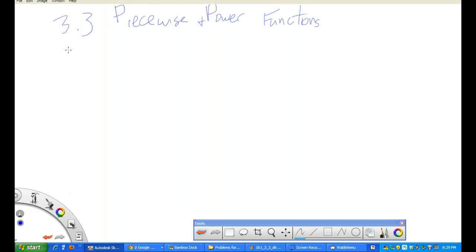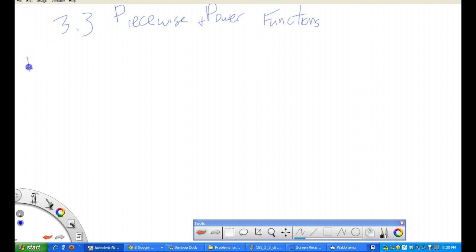Alright, this is section 3.3 Piecewise and Power Functions. I'm doing a new way to do your notes rather than the way I have been, just to get used to it, as I want to use this because it allows me to bring up the calculator and some things that the other way didn't allow me to do. So anyway, this is Piecewise and Power Functions in 3.3.